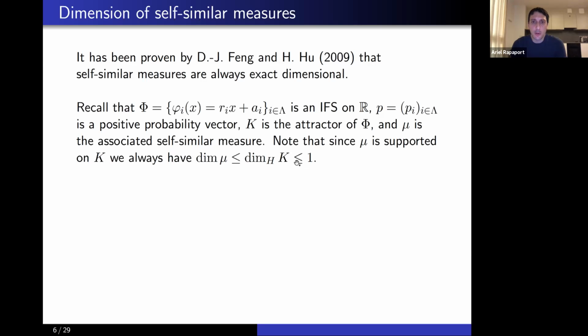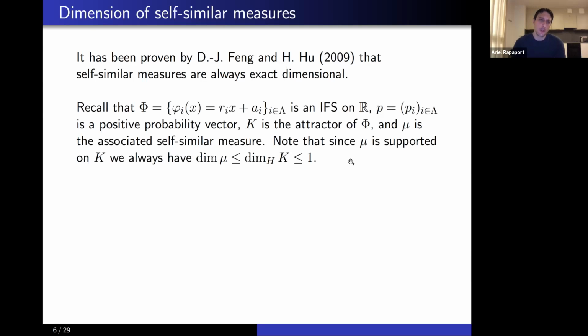And this inequality holds because K is a subset of the real line, and so its dimension is at most 1. And so always the dimension of a self-similar measure on the line is bounded above by 1. And I'll say a couple of words regarding this inequality.